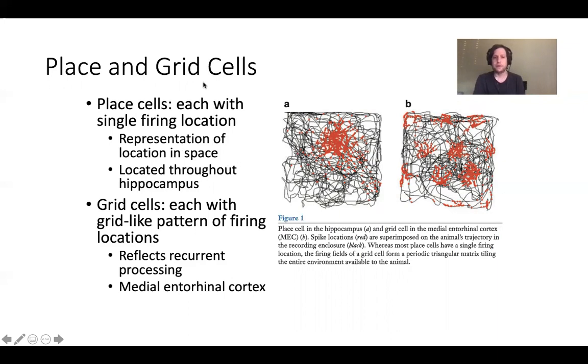There are two types of neurons, one called place cells and one called grid cells. I will describe place cells first. These are found in the hippocampus, although you don't need to know where place cells are found, other than that they are found in the medial temporal lobe. You don't need to know that they're specifically in the hippocampus, though they are.